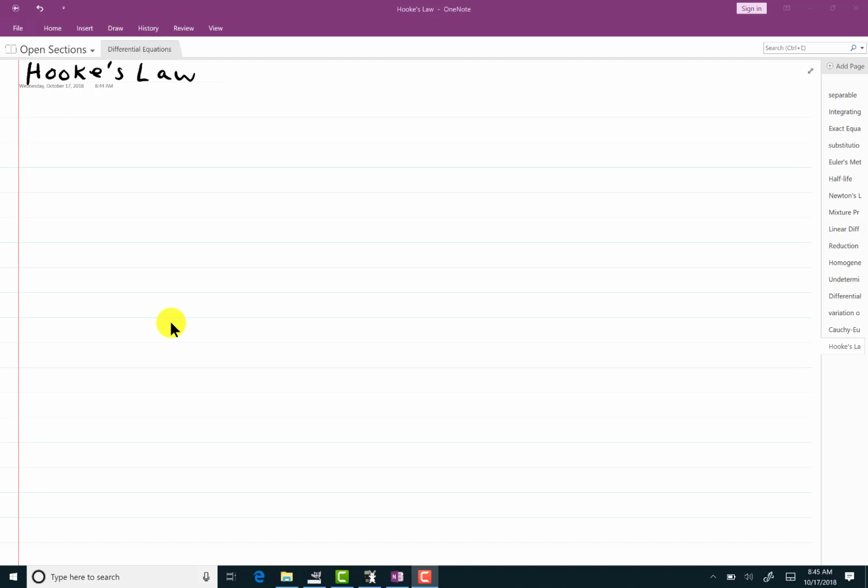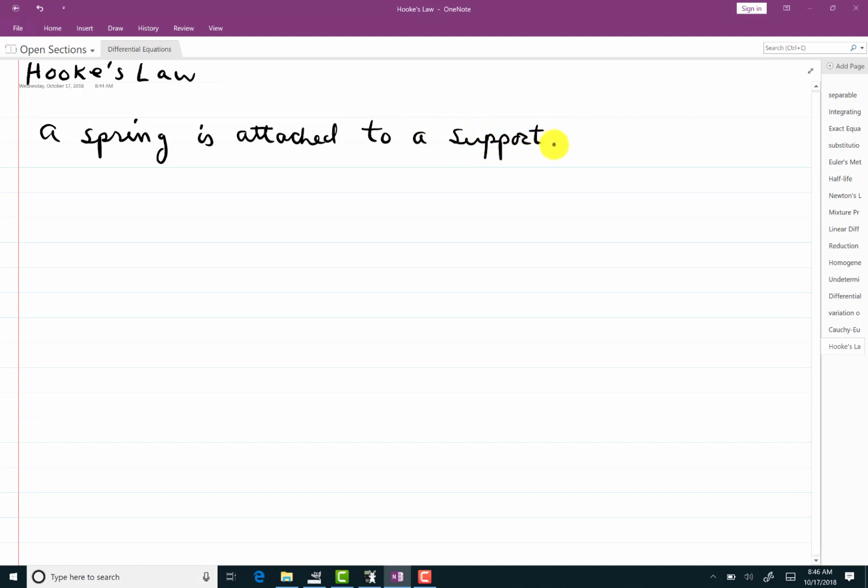In this section, we're going to be looking at a physical application where differential equations are used to solve it. So in this situation, we have a spring that is attached to some sort of a support. So we'll see something like this. It's just one of those curly springs.